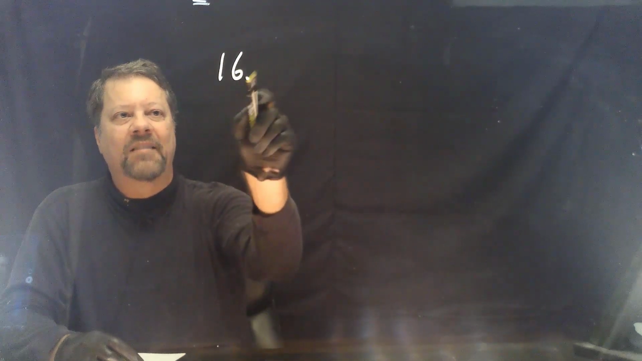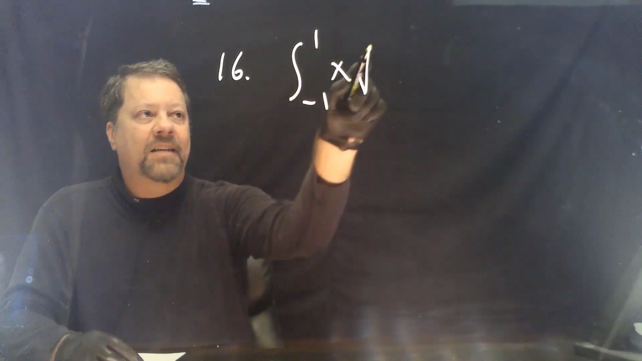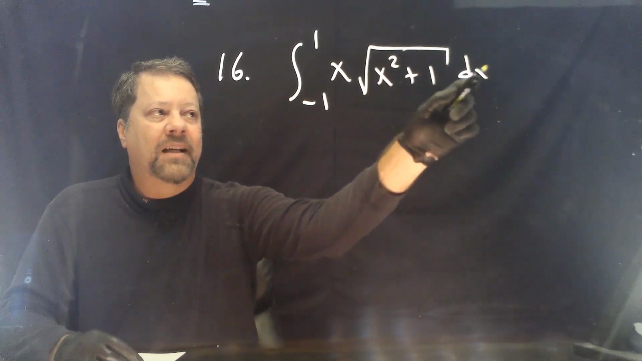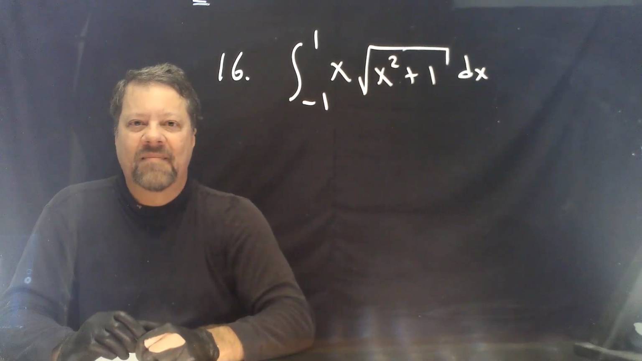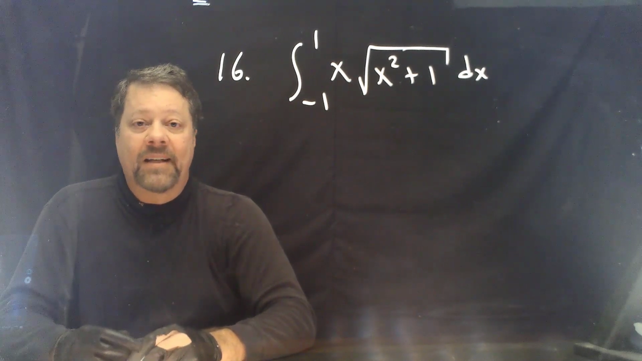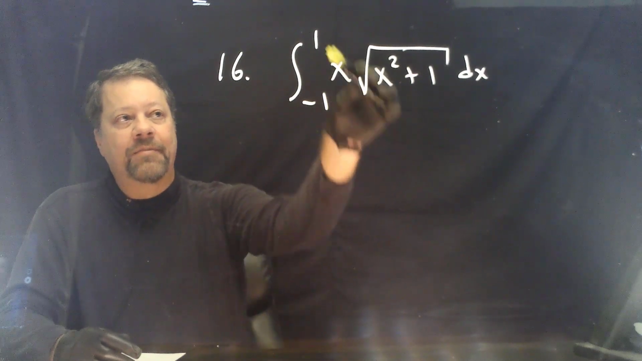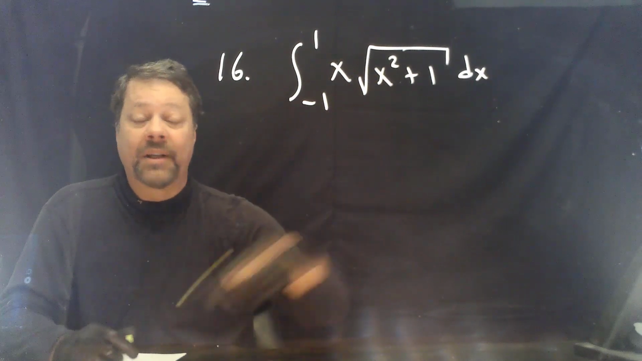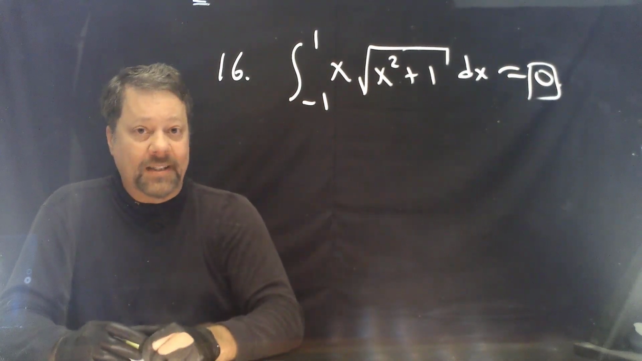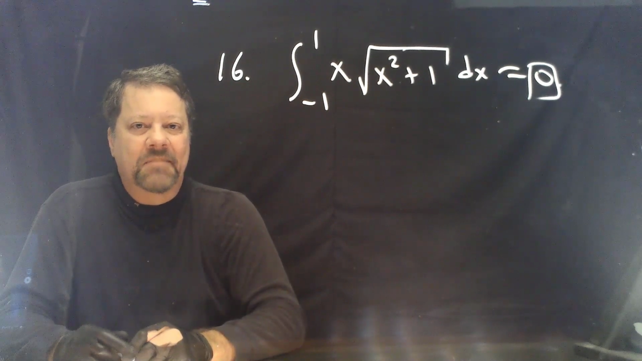On number 16, we're integrating from -1 to 1 x times the square root of x squared plus 1 dx. Now, a trained eye will recognize immediately that the integrand is an odd function, and whenever you integrate an odd function from -a to a, you get 0. This is as much work as I expect you to do on the exam, but you have to know that you're dealing with an odd function.